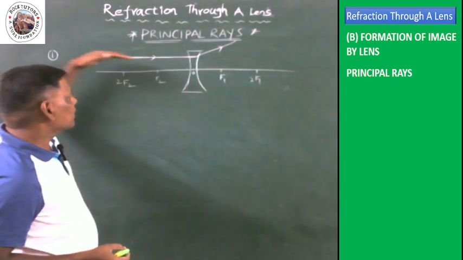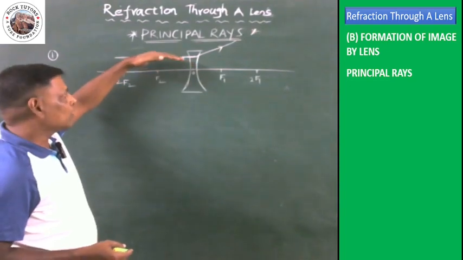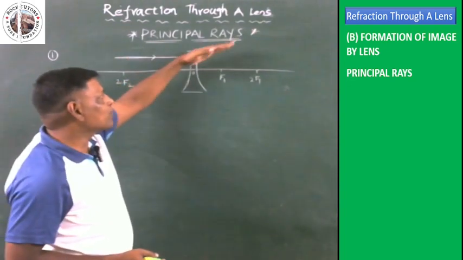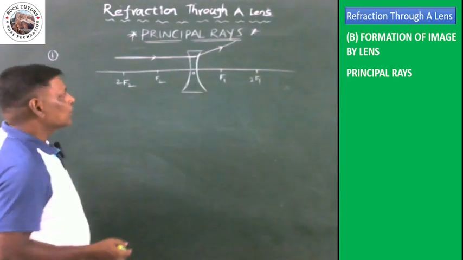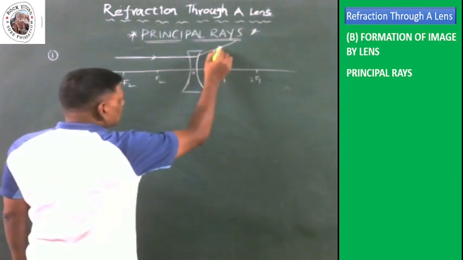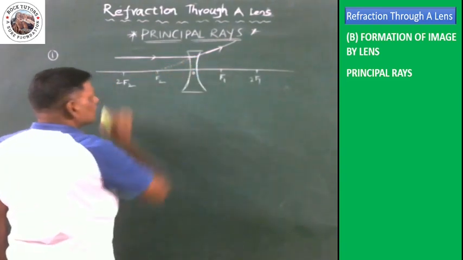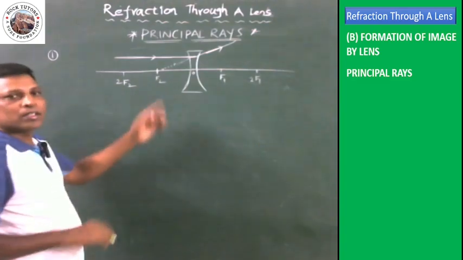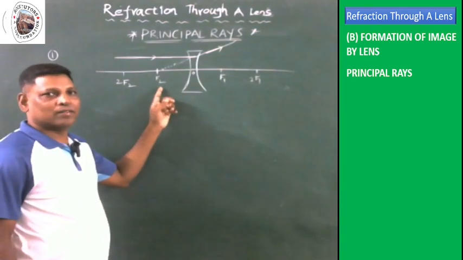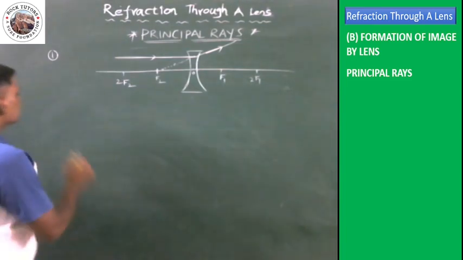So if that ray is parallel to principal axis, after refraction it will move away from the principal axis. If I extend this refracted ray backwards, then it will meet at the second focal point.